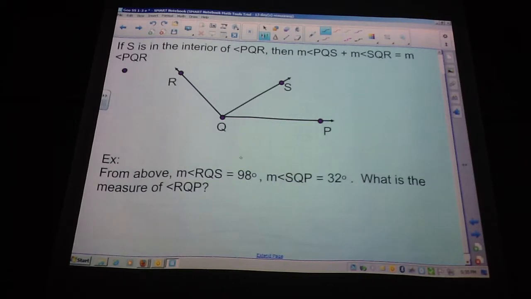Alright, well this one matches up with this, so I'm going to go ahead and label what I know. So I have RQS is 98 degrees, so I'm going to put 98 right here. I'm going to go ahead and put 32 for SQP, so 32 degrees right here. And again, if I add the two small pieces, then that equals the big piece. So all I have to do to figure out this example is add 98 plus 32, and that's going to give me 130 degrees.